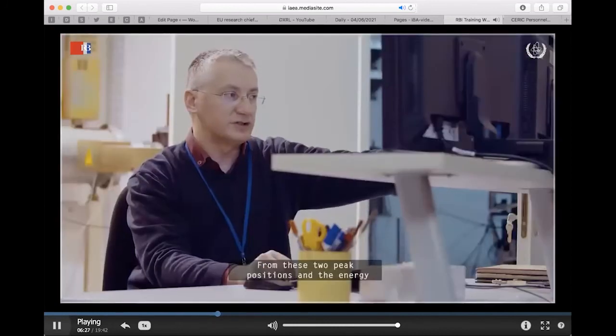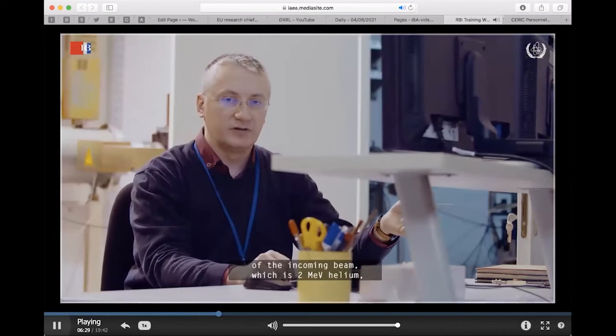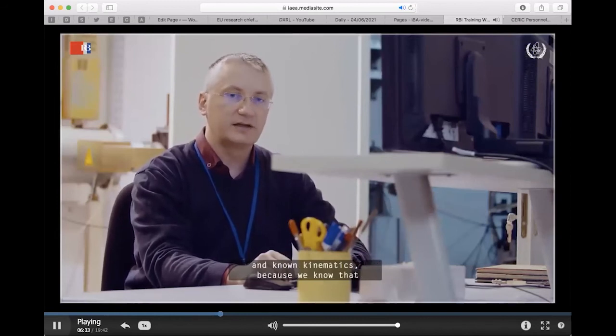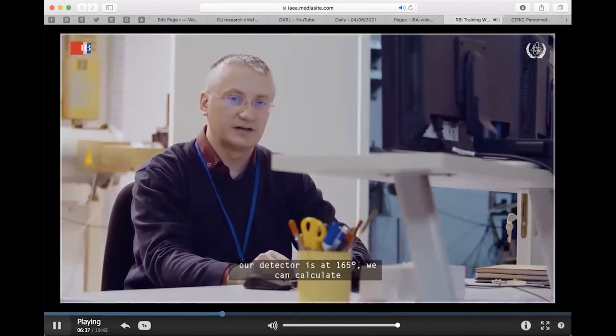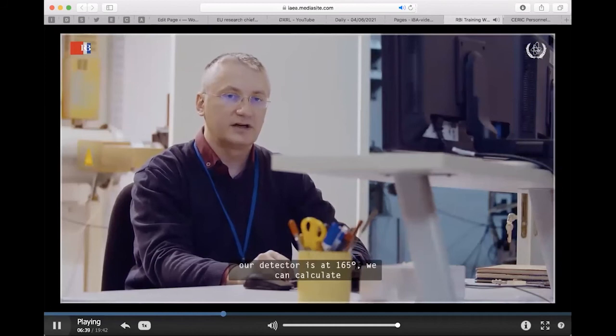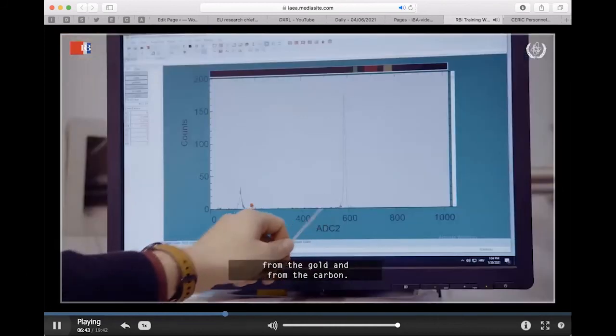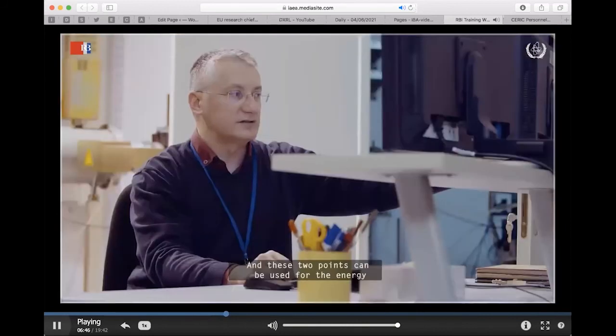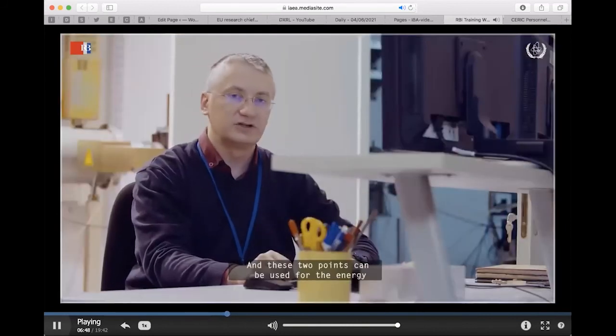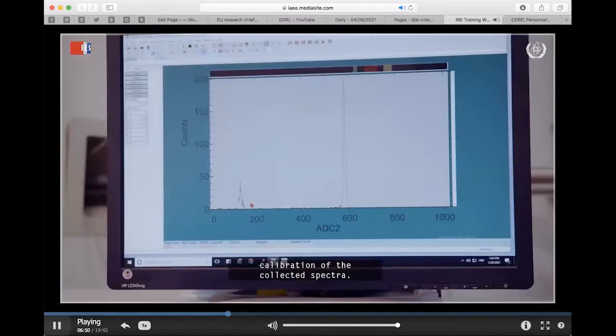From these two peak positions and from the energy of the incoming beam, which is 2 MeV helium, and the kinematics, because we know that our detector is at 165 degrees, we can calculate the energy of the backscattered helium from the gold and from the carbon. And these two points can be used for the energy calibration of the collected spectra.